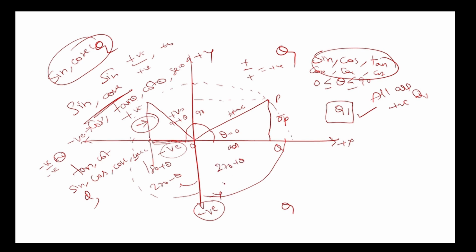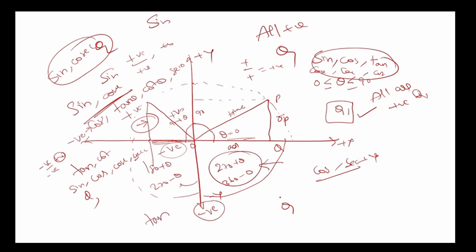Now extend the concept to quadrant 4, where the angle is 270 plus theta or 360 minus theta. Here the y-axis is negative but the x-axis is positive, meaning the opposite side is negative and the adjacent side is positive. Therefore the cos and secant terms are positive, and the remaining, sine, tan, cot, cosecant, are negative. In the first quadrant, all are positive. In the second quadrant, sine terms are positive. In the third quadrant, tan terms. In the fourth quadrant, cos terms.